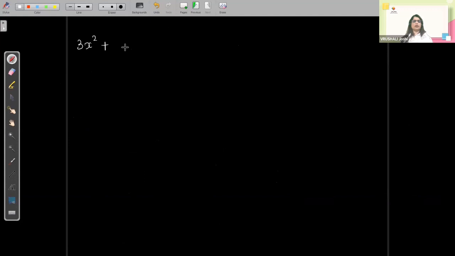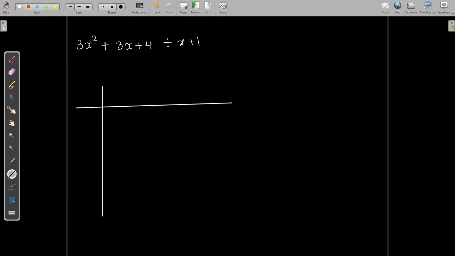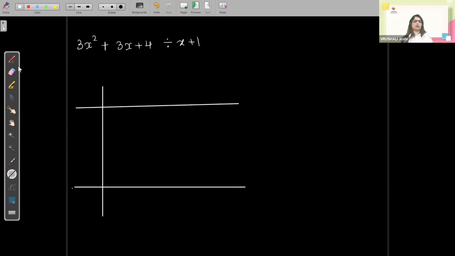3x square plus 3x plus 4. And we have to divide it by x plus 1. Just check. No, ma'am, we haven't done this. Okay, can you both quickly do this sum? Both of you just quickly do this sum.